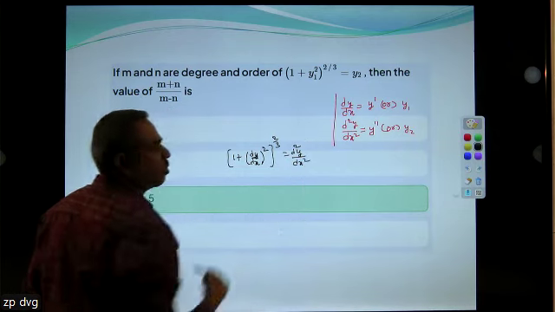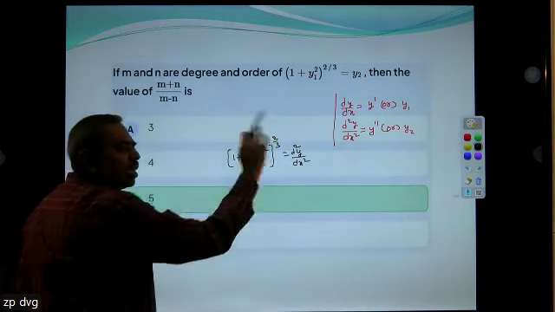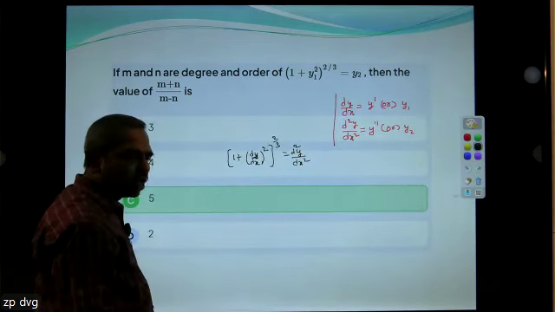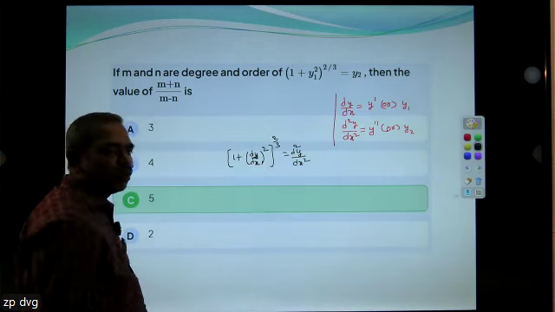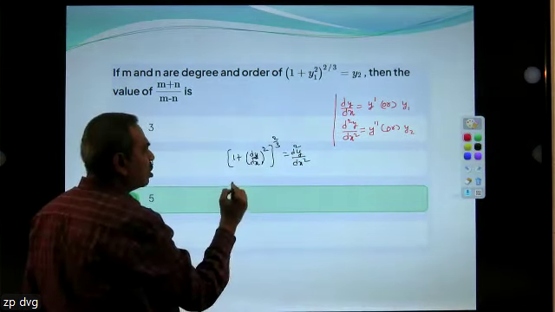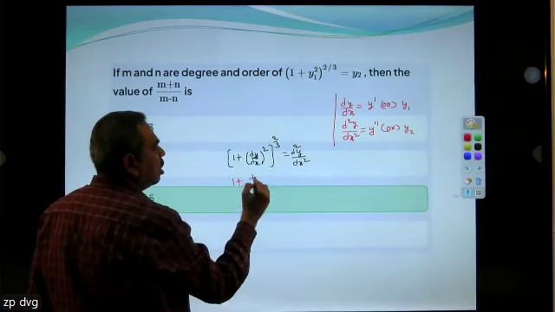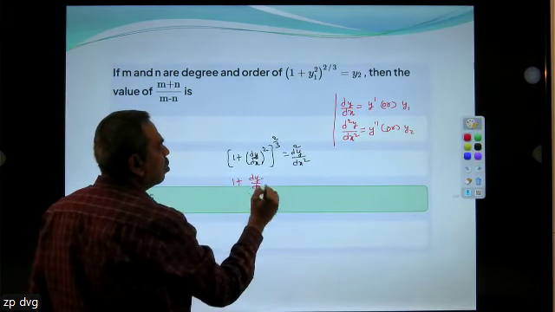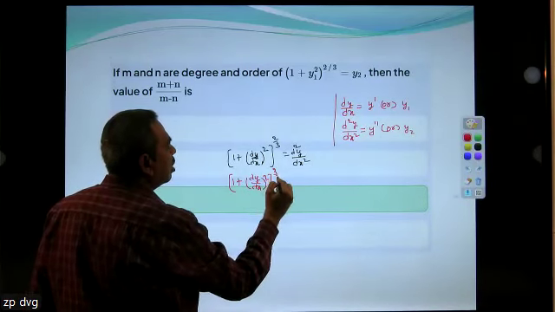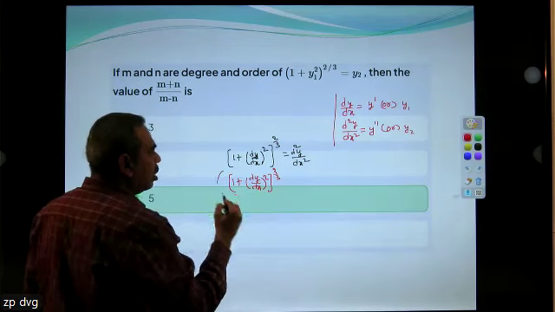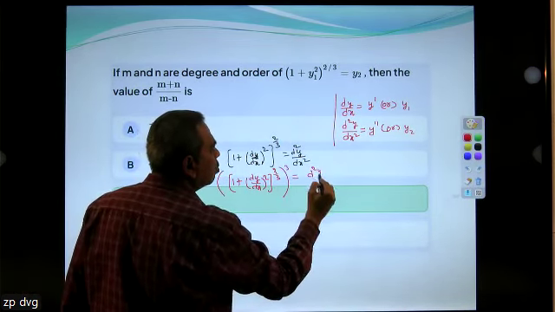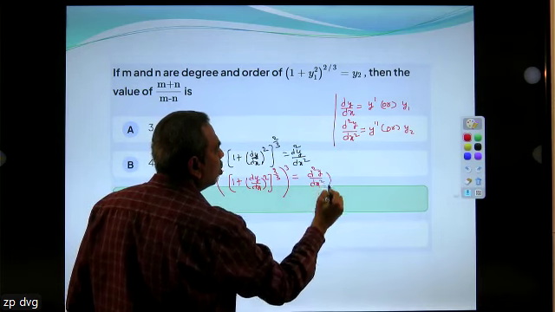Is it clear? Now here 2 by 3 is there. So this fraction should get cancelled. To cancel that, what do we have to do on both sides? Cube it. If I cube it on both sides, what do we get? It is 1 plus dy by dx whole square, with the whole power 2 by 3 given. This is the original part, so cube this entire thing, and on the right-hand side also cube d square y by dx square.